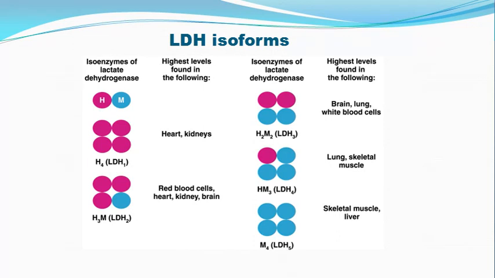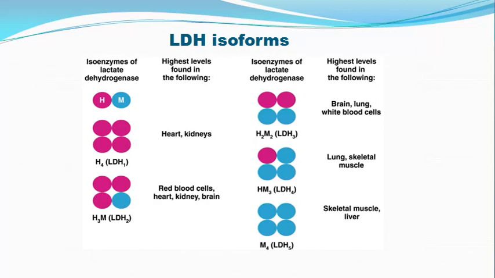Second, we have LDH2, in which one heart subunit is replaced by a muscle subunit. It bears 3 heart subunits and 1 muscle subunit, and it is found mainly in red blood cells, heart, kidney and brain. LDH3 possesses 2 heart subunits and 2 muscle subunits, and it is mainly found in brain, lung, white blood cells and so on.